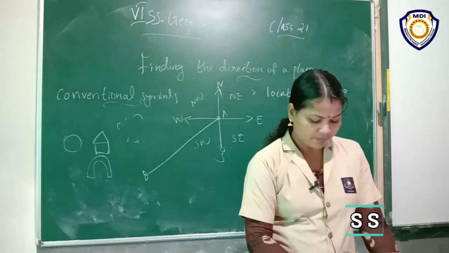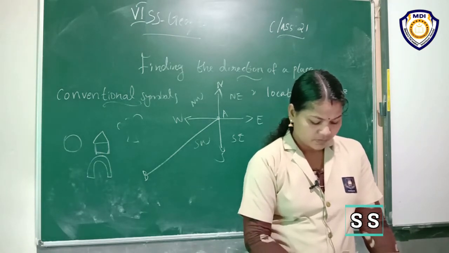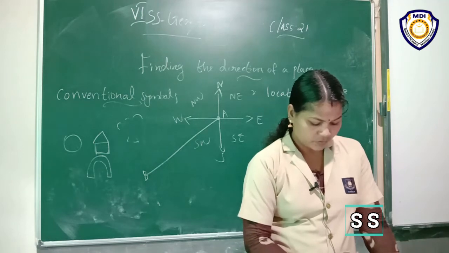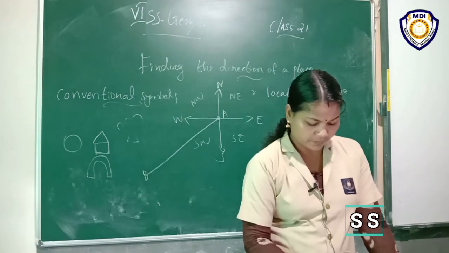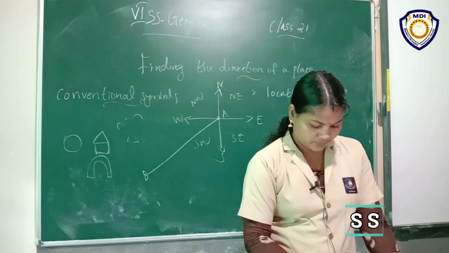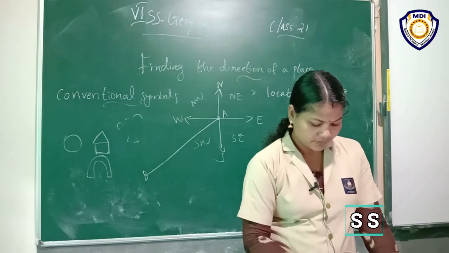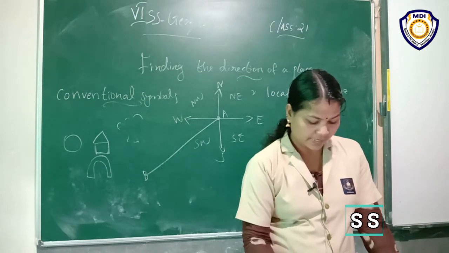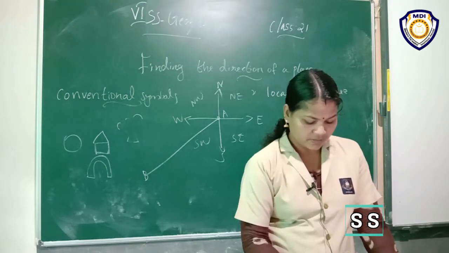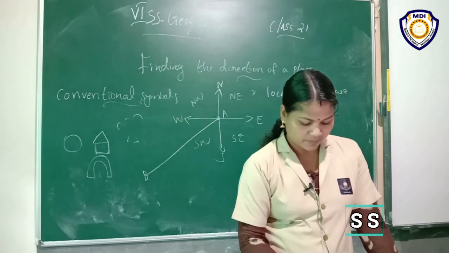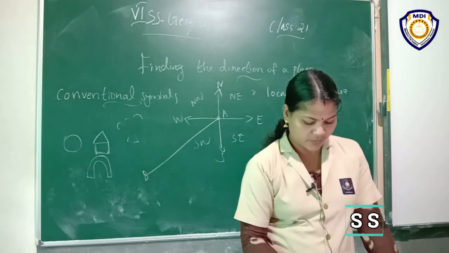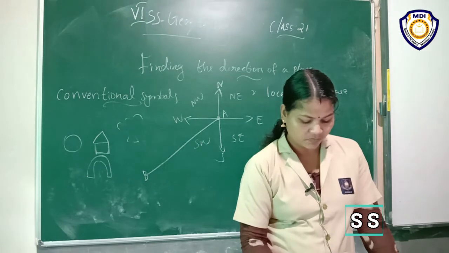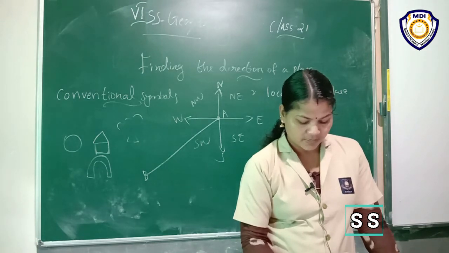Here is one symbol, unmetalled road symbol, cart track symbol, footpath symbol, then railways, broad gauge, then meter gauge, river or stream, canal, tank, well, tree, settlement, post office, telegraph office, police station, forest, bridge, grass, temple, mosque, church.